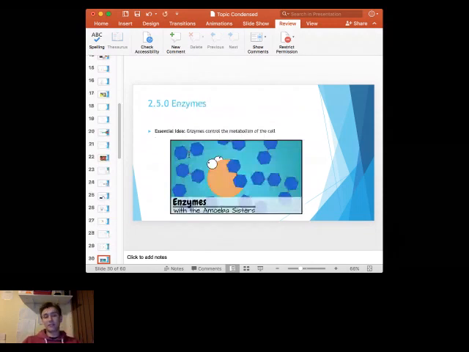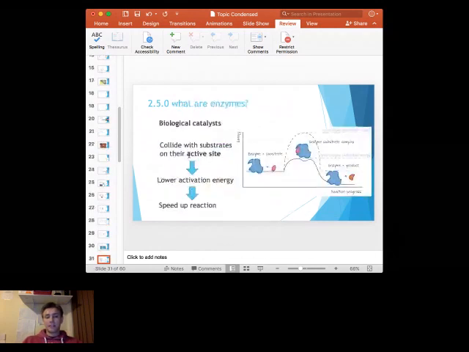Okay, so the next thing that we have to talk about is a specific type of protein known as an enzyme. So what are enzymes? Enzymes are what's called a biological catalyst. And a biological catalyst, or a catalyst in general, is anything that can speed up a reaction without itself being broken down by the reaction. So it has to be in the same state before and after the reaction has occurred.